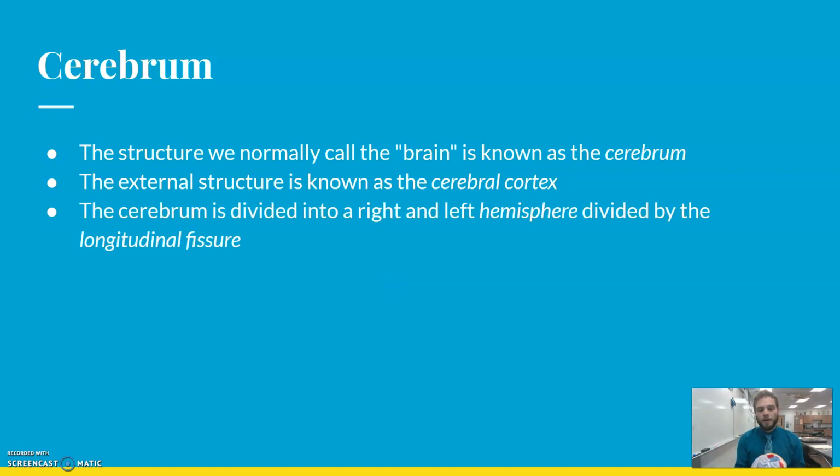But it is divided into a right and left hemisphere divided by the longitudinal fissure. So even though this one is artificial for this brain, you do have a longitudinal fissure that separates the brain into the right and left hemispheres. And I can even separate these here with a little bit of work so that you can see each of these hemispheres. I have a right hemisphere and I have a left hemisphere.